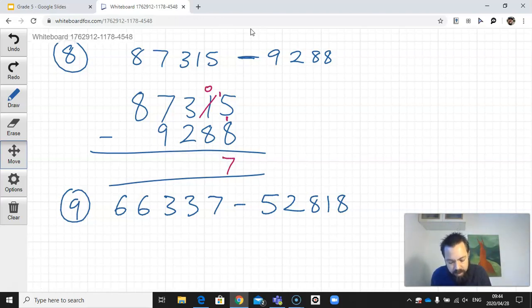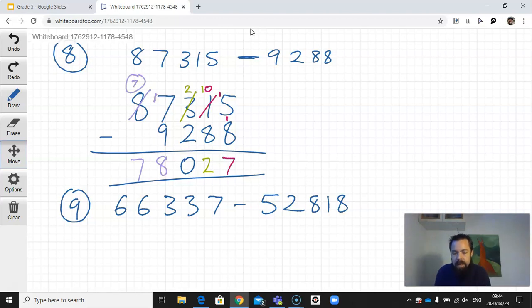0 minus 8 we can't do, so we have to borrow. 10 minus 8 we can do is 2. 2 minus 2 is nothing. 7 minus 9 we can't do, so we have to borrow. 17 minus 9 we can do is 8. And 7 minus nothing is still 7. 78,027.